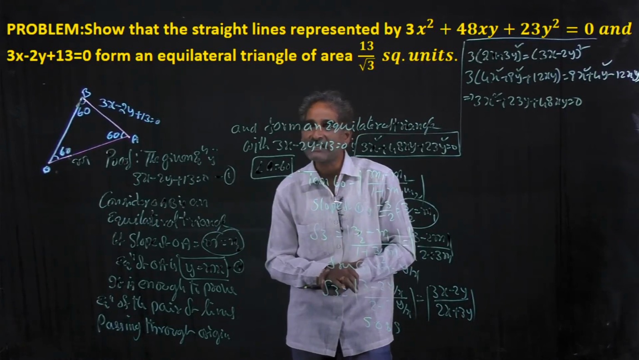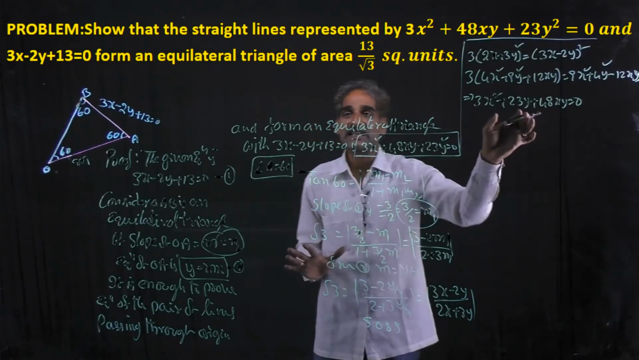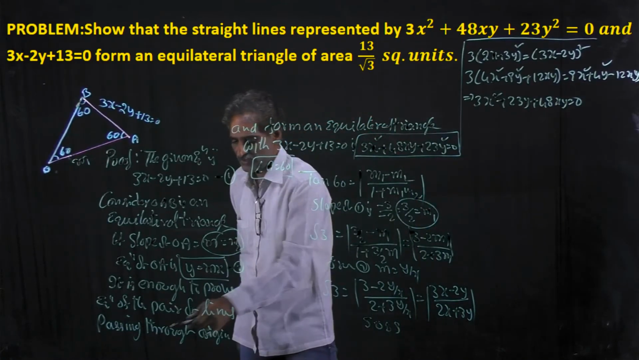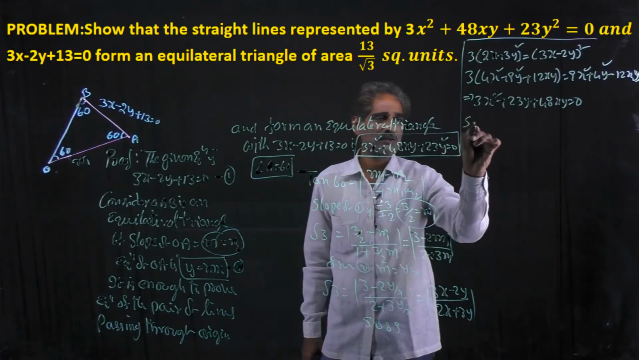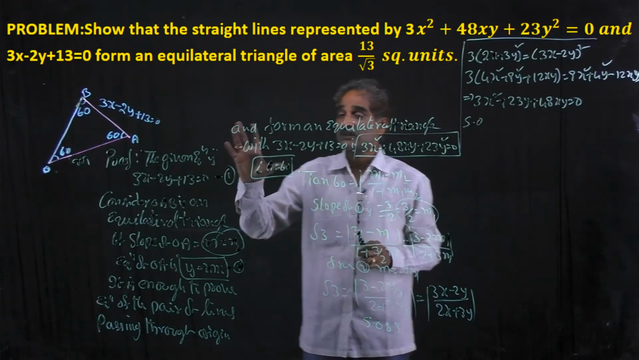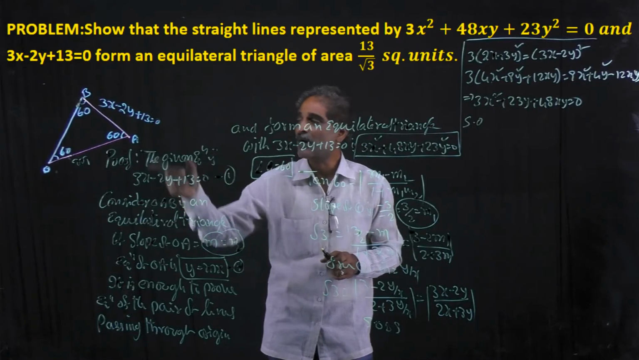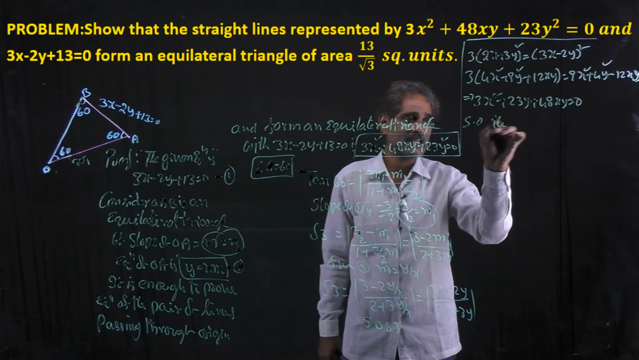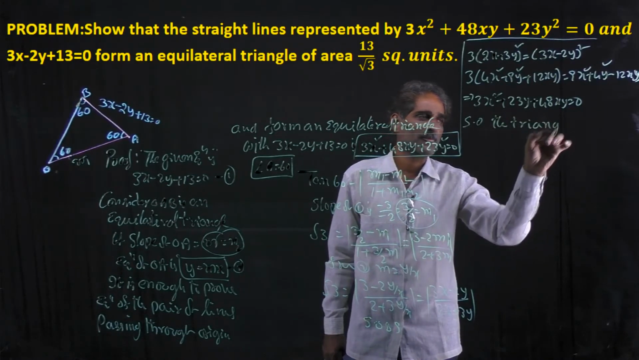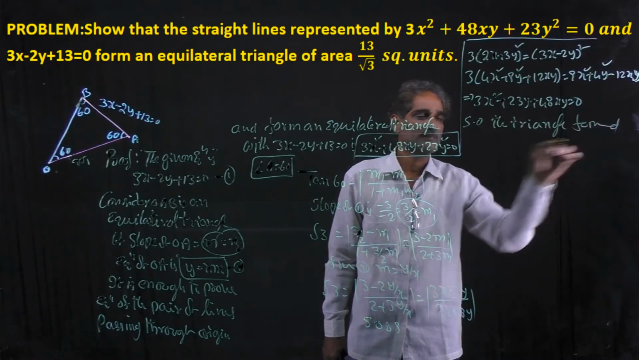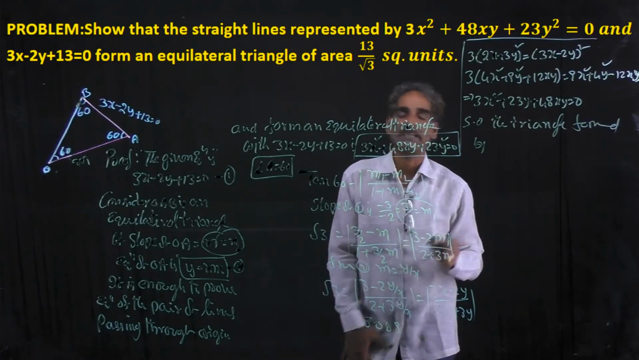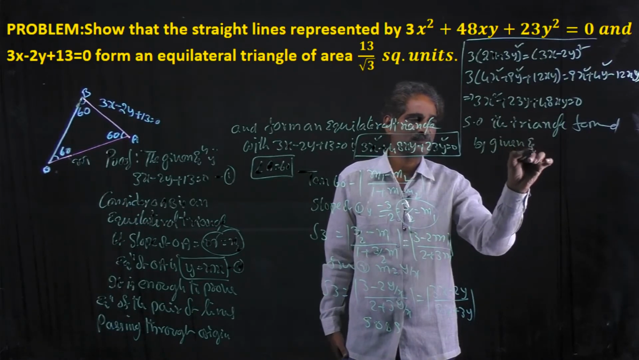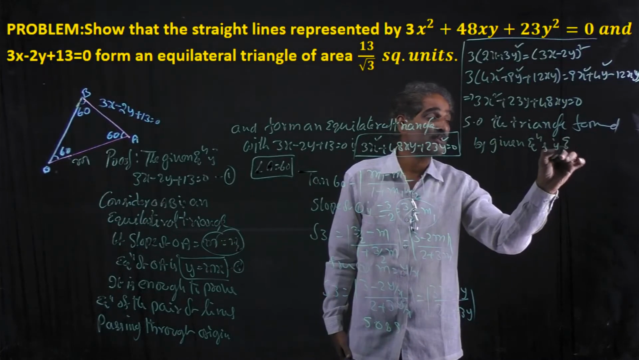Therefore, the triangle OAB is equilateral. This is nothing but the given pair of lines, so it is enough to prove this. So the triangle formed by the given lines, the triangle formed by the given equations, is equilateral.